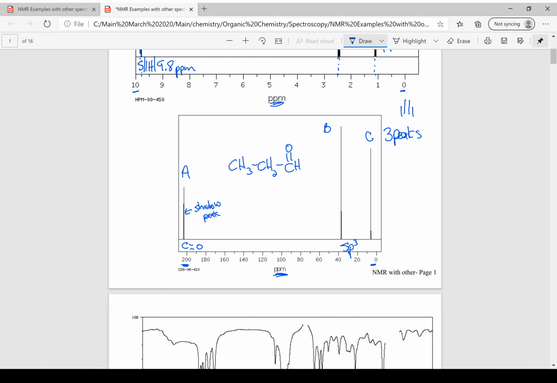We're going to do the same thing. We're going to draw it on here, and then we're going to say who is responsible for which peak. So A is responsible for that. B is further downfield, so it must be close to that electronegative, withdrawing group. And then C. All right.